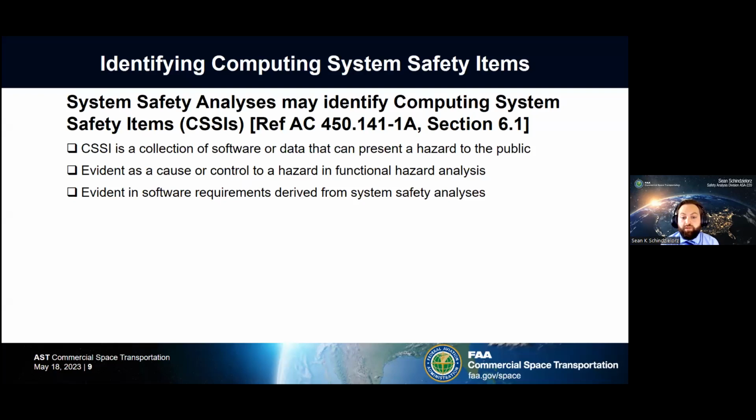They may be identified by other system safety analyses. For example, CSSIs can show up as software used to implement mitigations identified in the 450.109 flight hazard analysis. Lastly, they can also appear as part of implementing a hazard control strategy. A really prominent example is AFSS software that's used as part of implementing a 450.108 hazard control strategy. Next chart, please.